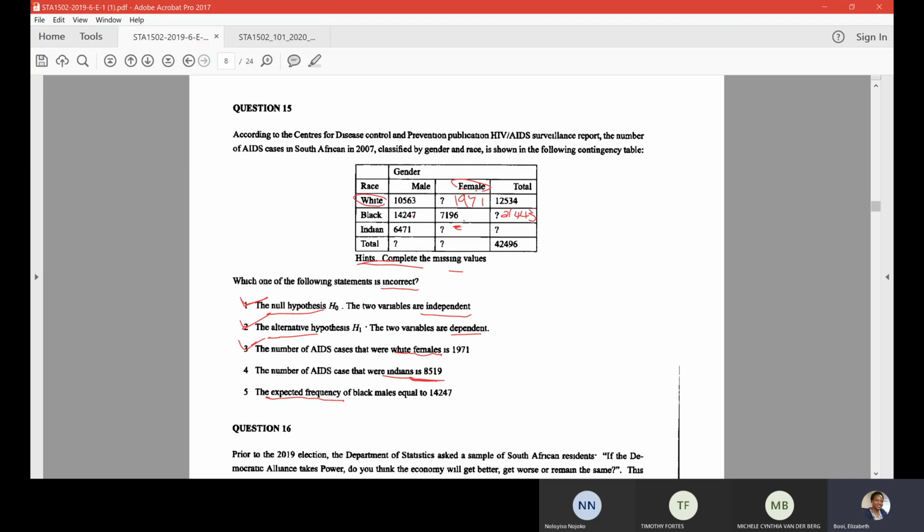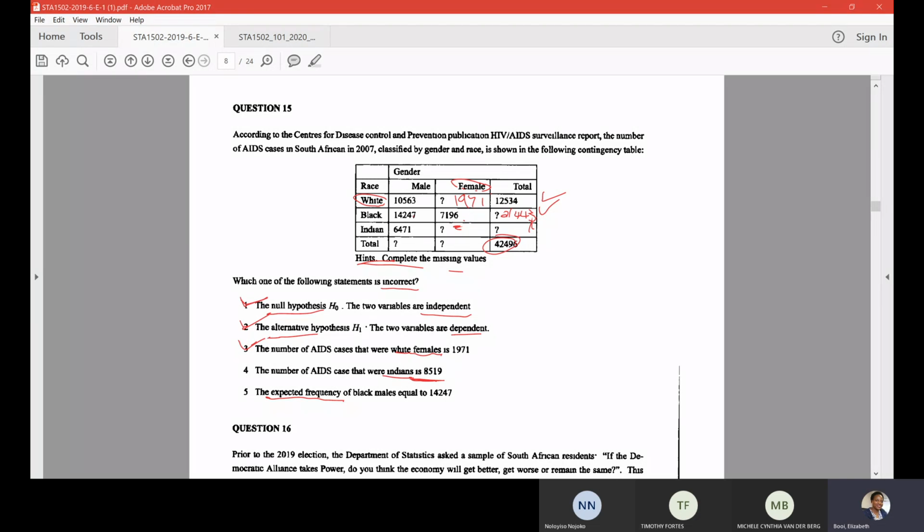For blacks, total for blacks. Do you also get that? I can double check. Yes. 14,247 plus 7196 equals 21443. Now add, say, 42,496, because we take the grand total. We're going to subtract that value and subtract that value so that we can get the value here.